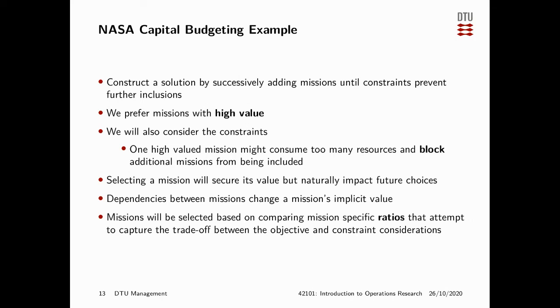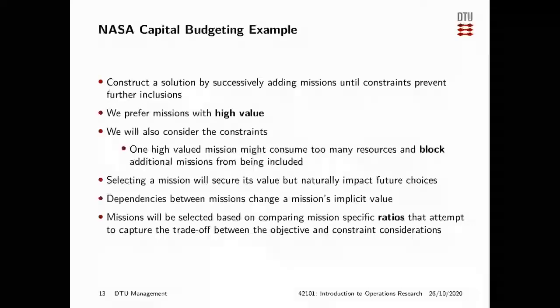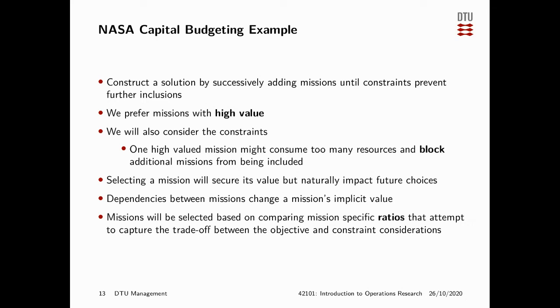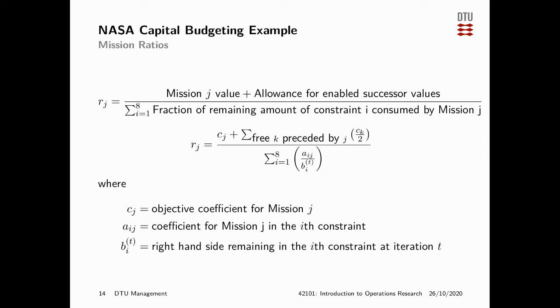So we would like some way of including a bit of extra value in a mission's value just to indicate that it opens up other missions. So the missions are going to be selected based on comparing mission-specific ratios, and these ratios will attempt to capture this trade-off between the objective return that we get and the resource consumption we lose. Okay, let's take a closer look at how these ratios are computed.